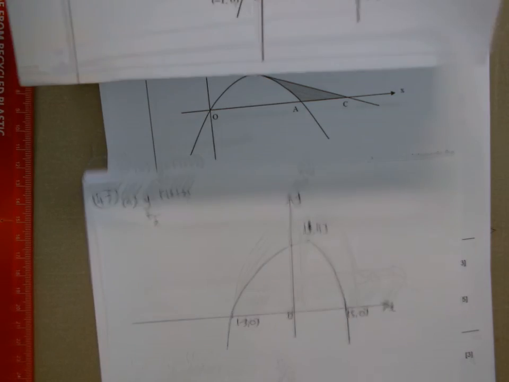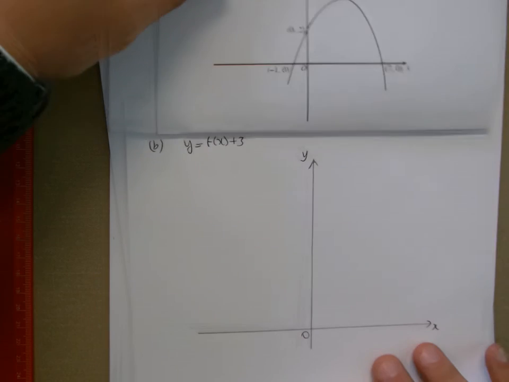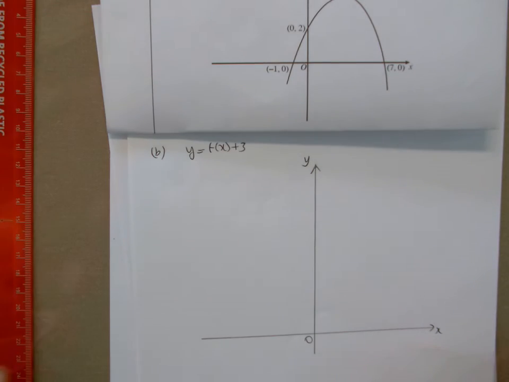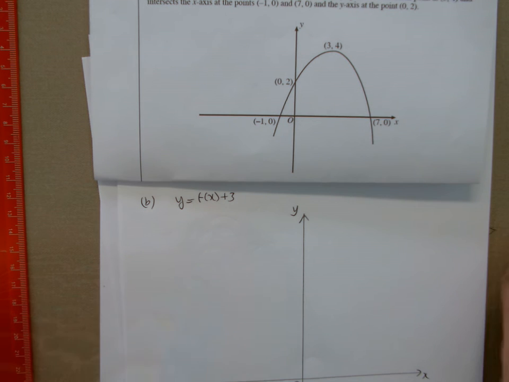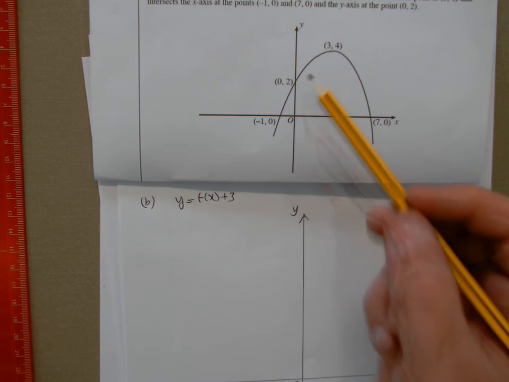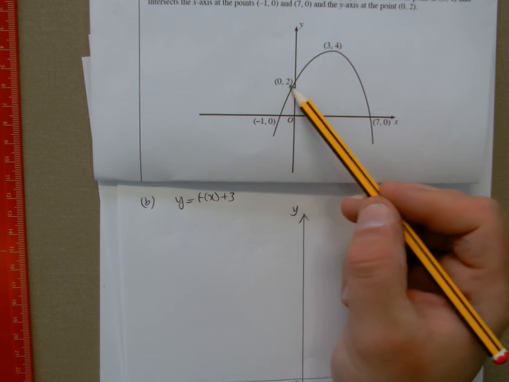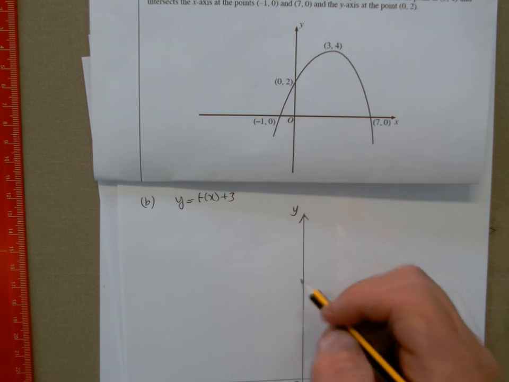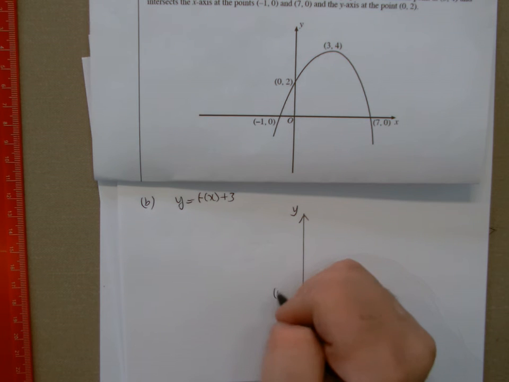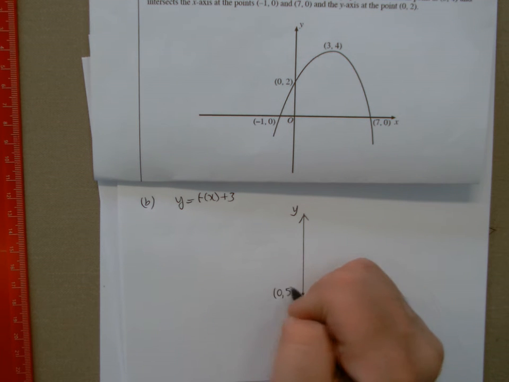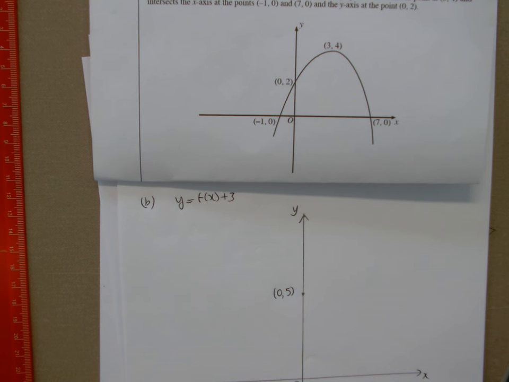Okay, so in part B then, we're asked to shift this then. Okay, f of x plus 3, so you know then when it's outside the bracket, it affects the y values, so we're going to shift it up. Now first thing I want you to identify is, look, 0, 2, well if that's shifting up by 3, it'll become 0, 5. Okay, so we need to identify where it crosses the y-axis, okay, shifting up 3.